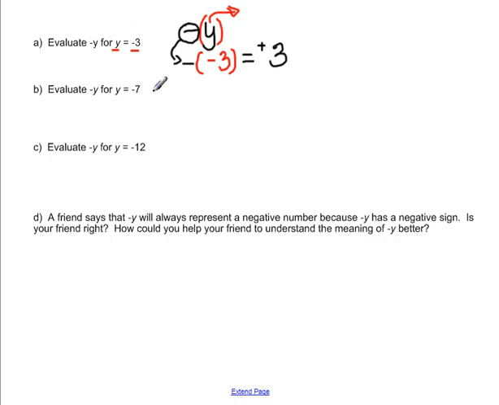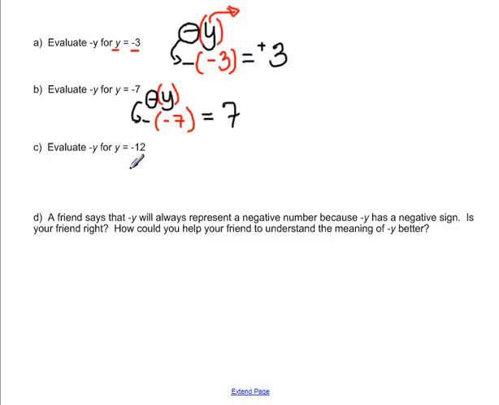We're still going to have that same expression, the opposite of y, but this time instead of putting in negative 3, we're going to put negative 7 in the place of the y. So we're going to slip the negative 7 inside those parentheses, and we're going to be sure we don't forget about that negative sign out front. And the opposite of negative 7 is positive 7.